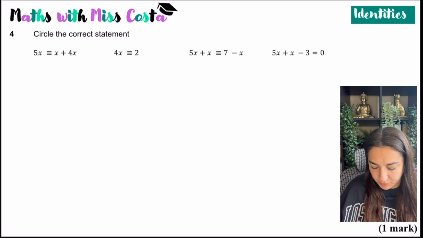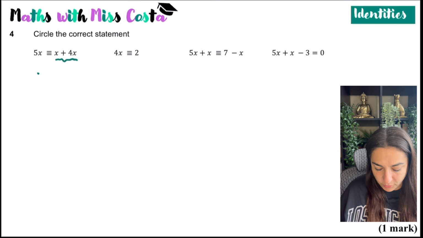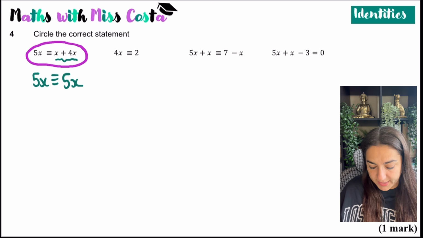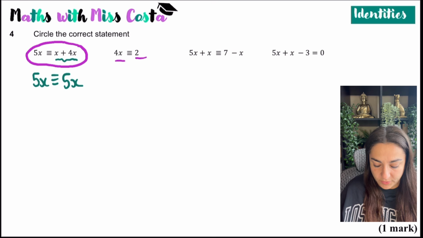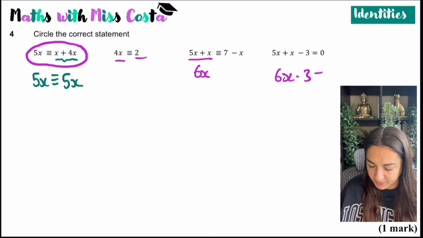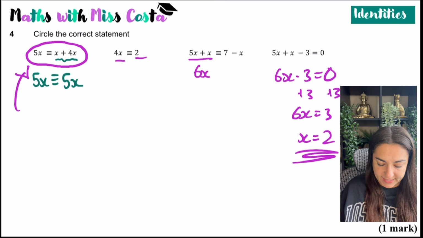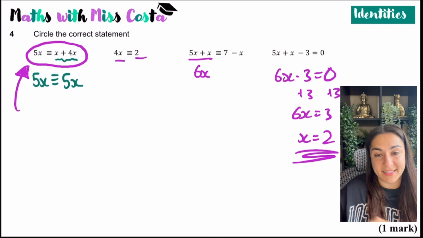So let's have a look and see what's happening here. 5x equals x plus 4x. Is that true? When I collect the like terms, does 5x equal 5x? Yes. So actually, I've already identified the correct statement. I know that 4x and 2, they are not identical. 5x plus x would be 6x, and 7 take away x does not make 6x. And here you've got 6x minus 3 equals 0. This is just an equation that can then be solved, but that's not the purpose of an identity. So your identity is going to be this thing here. Whenever one side simplifies to the same thing as the other side, that's when you know it's an identity.